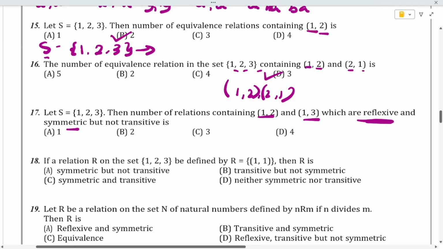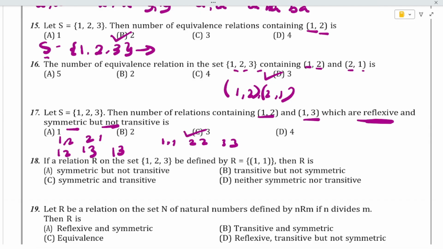Now, it should not be transitive means you can say it can be (1,2) and (2,1), that means it is symmetric. (1,2) and (1,3) they have given, and (1,1), it is reflexive. And if you want (1,2) and (1,3), then (1,3) should not be there, otherwise it will be transitive. So they are saying it is not transitive. If you take (1,2) and (2,1), it is symmetric. (1,1) and (1,3), okay, (1,3) it will be transitive, and (1,1), (2,2), (3,3) will be reflexive. So the answer is option 3, that is 1, 2 and 3.